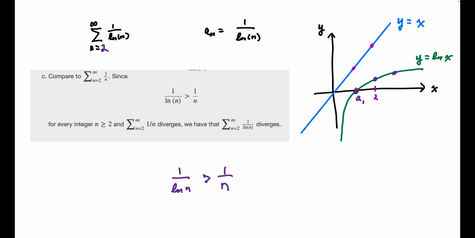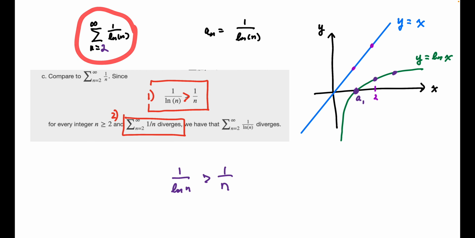Okay, and what do we have? We have an inequality going in the opposite direction. And then for the series given by these terms, that series diverges. So we have 1 and 2. Therefore, our given series will also diverge. Nice.